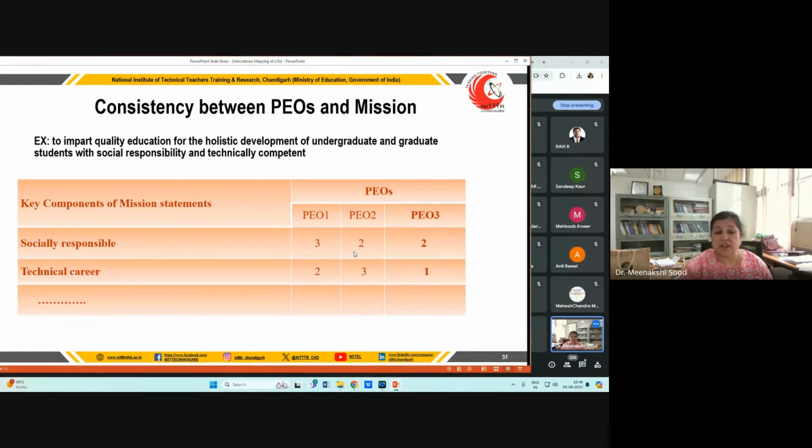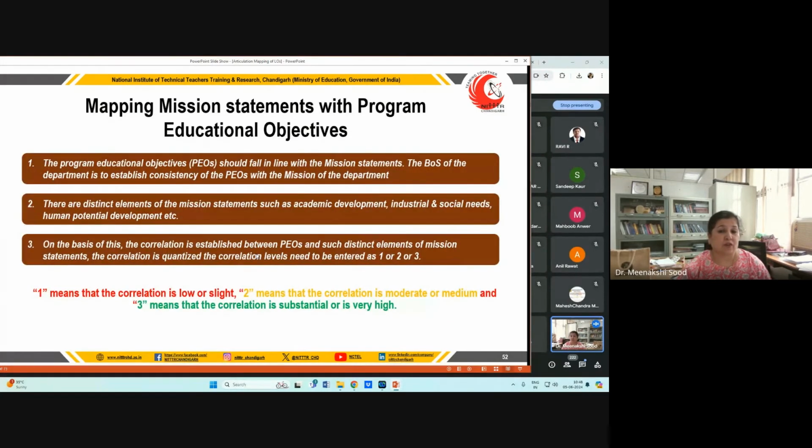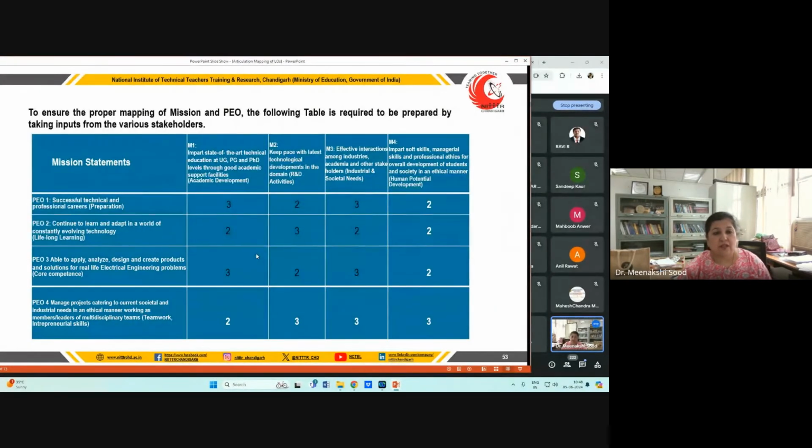Again, it is 3, 2 and 1, or it can be 0 also, but usually the mission and the PO should not be 0. There should be some relationship, whether a small, less relation, or a more relationship. Okay, so this is one example.